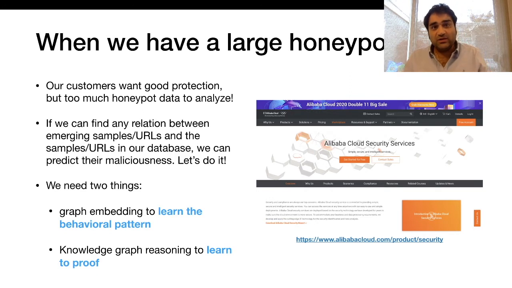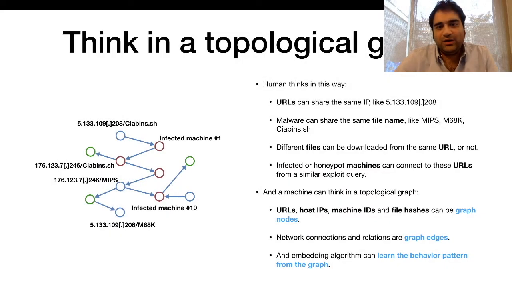Then we also need another tool to reason over this graph and this pattern to infer the knowledge and get us to a real proof. That is where we need a knowledge graph reasoning system. So let's review how the human brain relates different pieces of information.